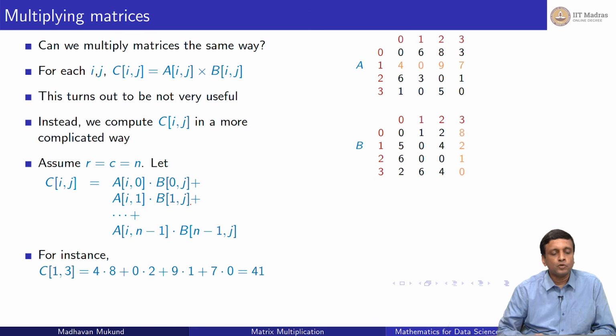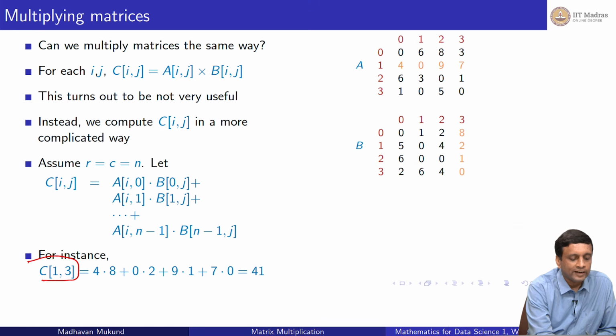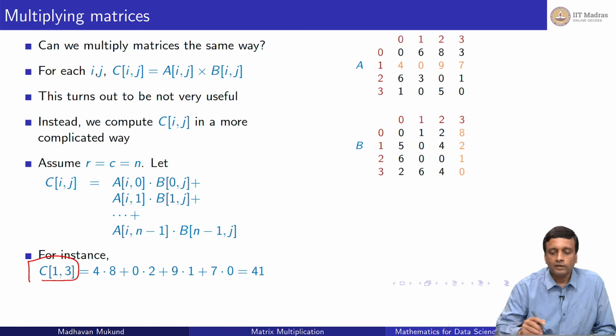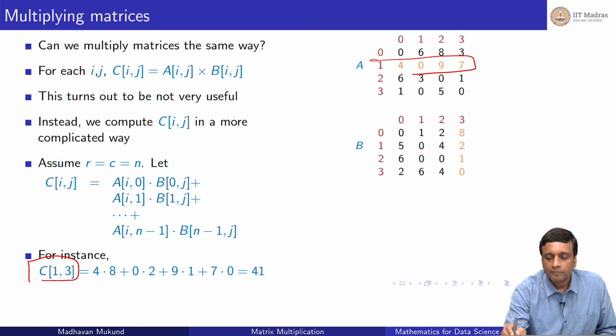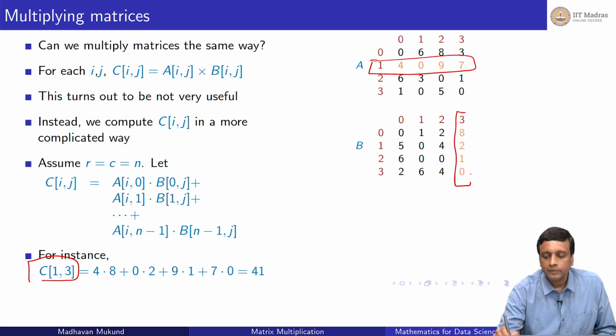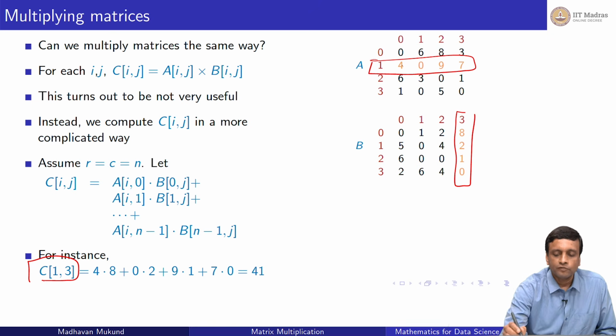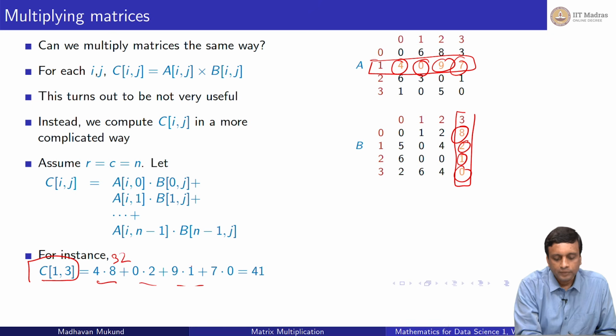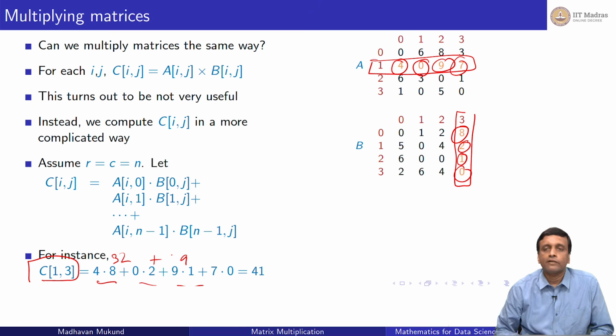Supposing I take these two matrices and I want to find out what the final entry is going to be for C13, that is row 1 column 3 of the final matrix. What is it going to be? Well, I have to look at row 1 in A and column 3 in B, and then I have to go one by one. So first I multiply 4 by 8. So that's my first component. Then I have 0, which is nice. 0 times 2 is 0, no problem. Then I have 9 times 1 is 9, and then I have again 7 times 0, another 0. So I get 32 and I get 9. So 32 plus 9, so I get 41.